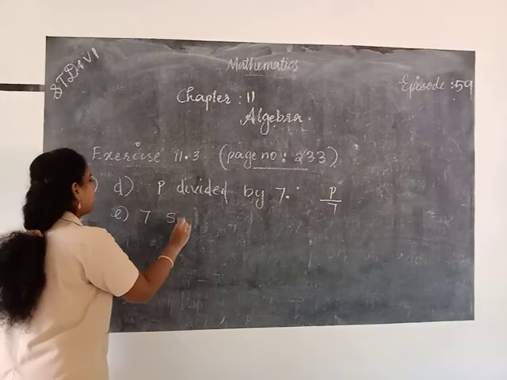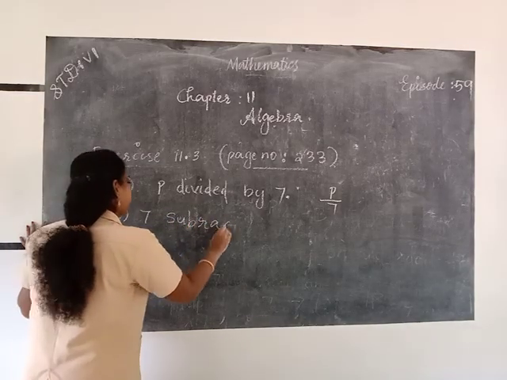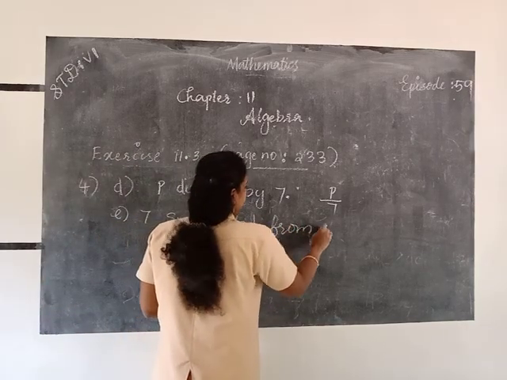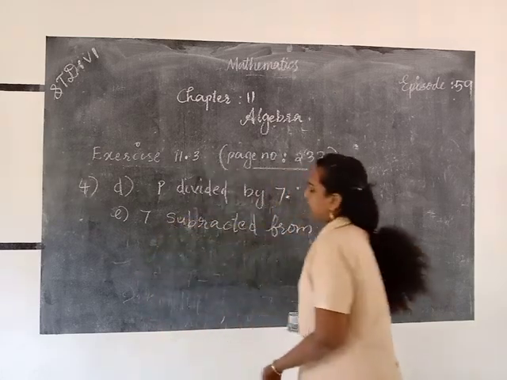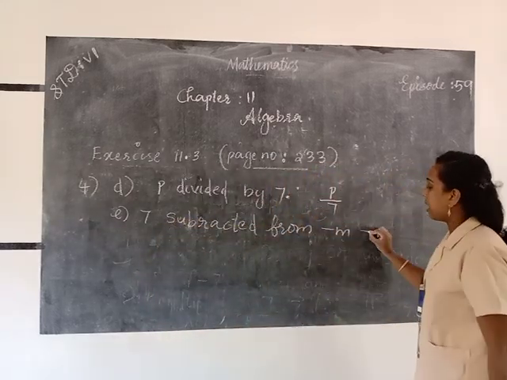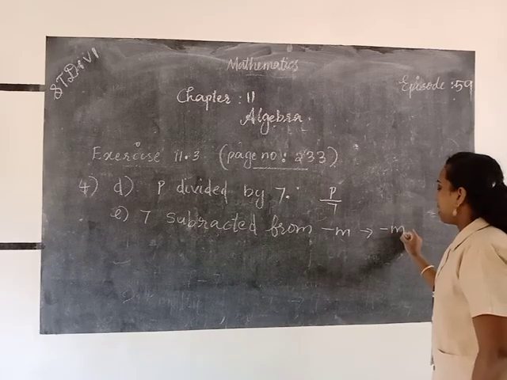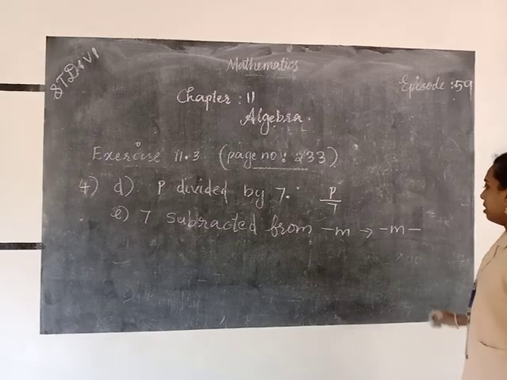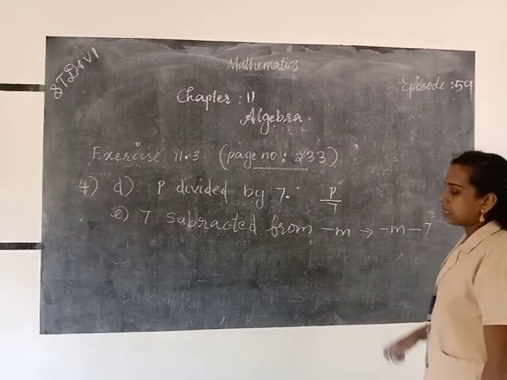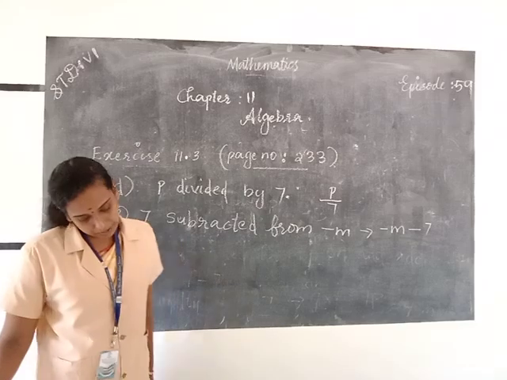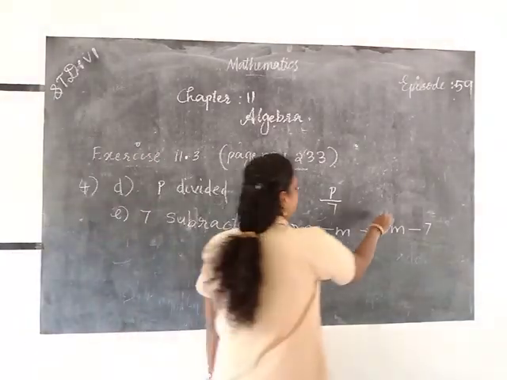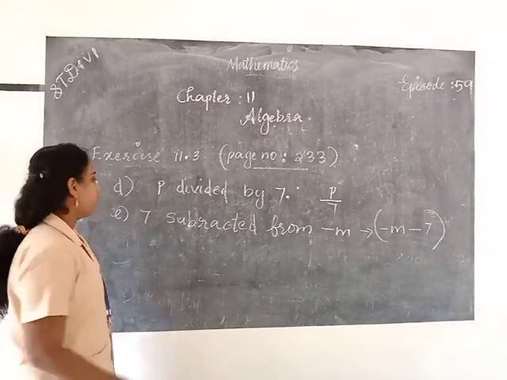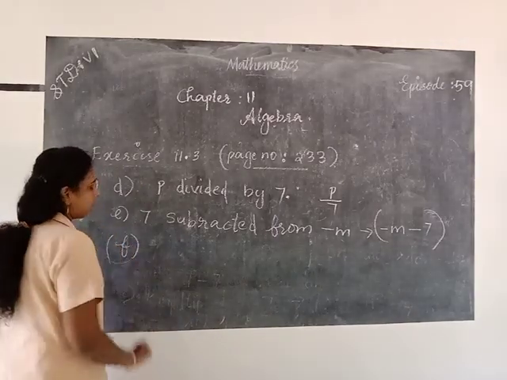Then the next one, 7 subtracted from minus m. Minus m is the variable and 7 is subtracted from minus m. So you write minus m, then 7 subtracted from it. Subtraction means minus, so minus m minus 7.